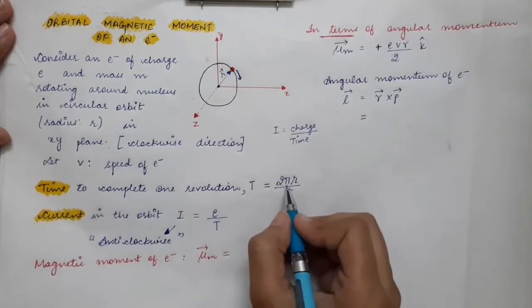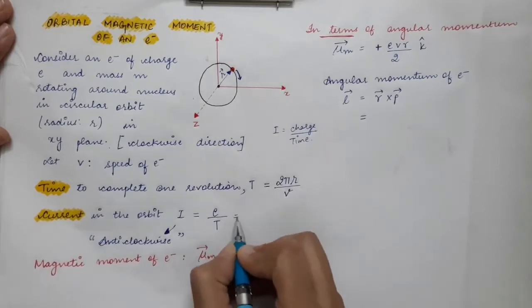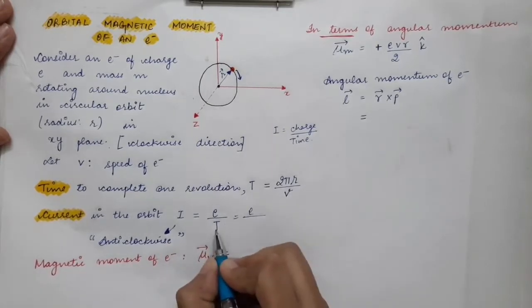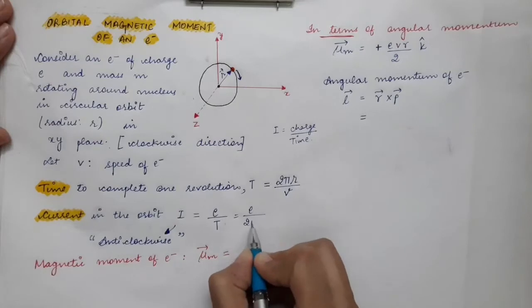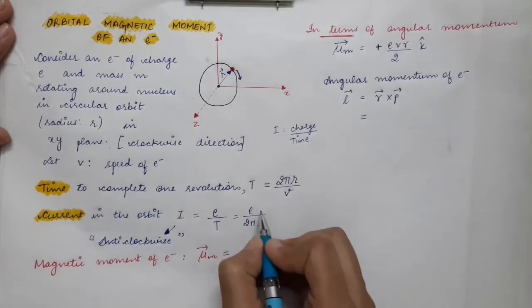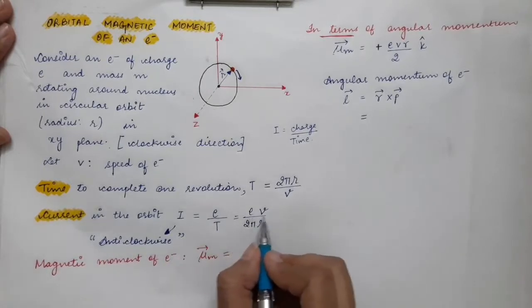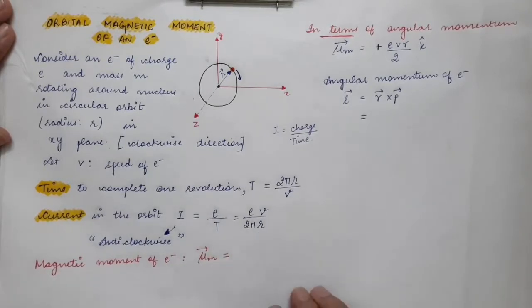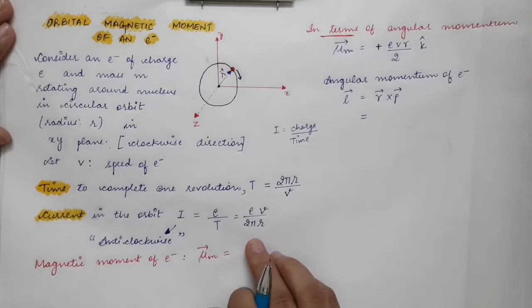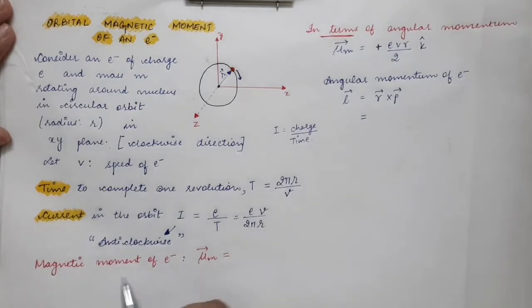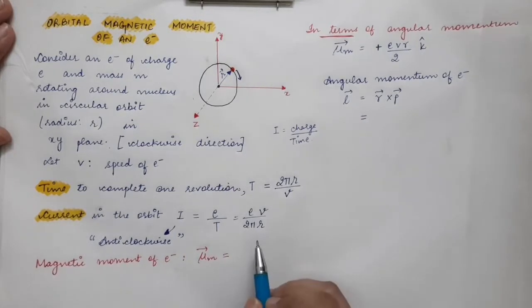Now let's substitute the formula of the time period. So this will be equal to E divided by, the time period is 2 pi r divided by V, and that will come in the numerator. So you will get current is equal to EV divided by 2 pi r. Using this formula of current, we are going to find the expression of the magnetic moment of this electron.